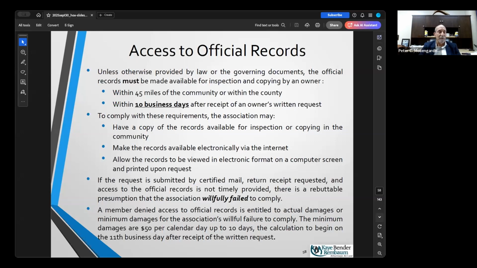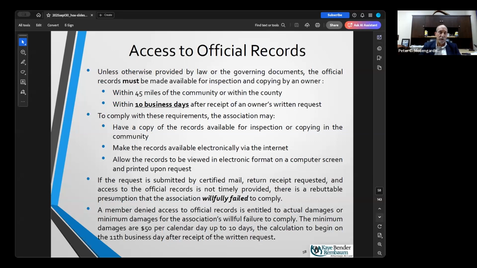You may have a copy of the records available for inspection in the community. You may make them available electronically via the internet, and you may allow the records to be viewed in electronic format on a screen and printed upon request. So it's 3 different ways to make the records available. If a request is submitted by certified mail, return receipt requested, and access to the records is not timely provided, there is a rebuttable presumption that the association willfully failed to comply.